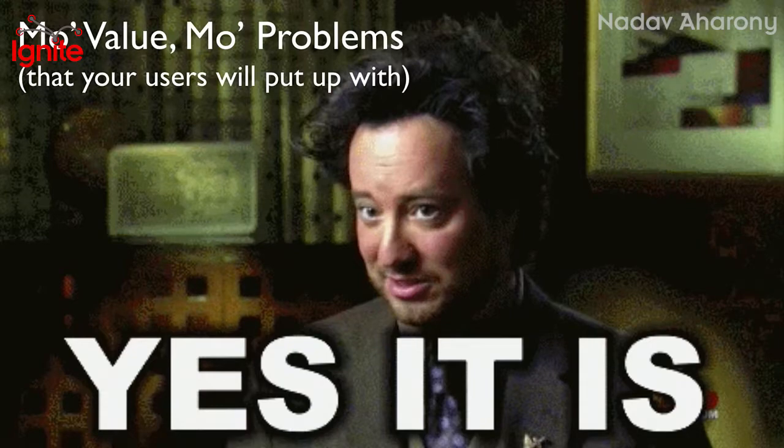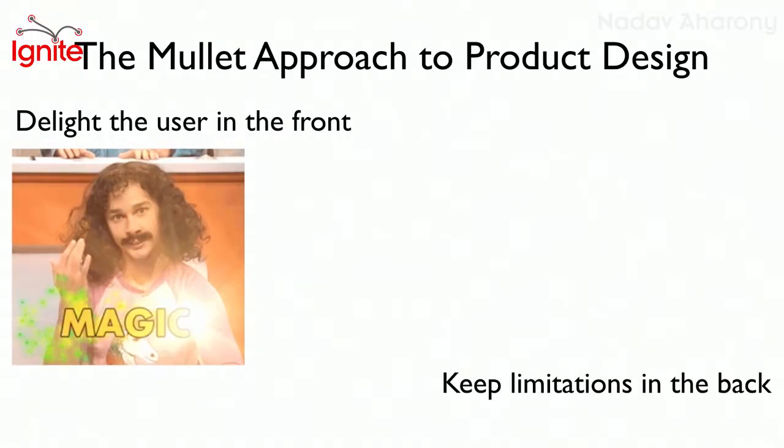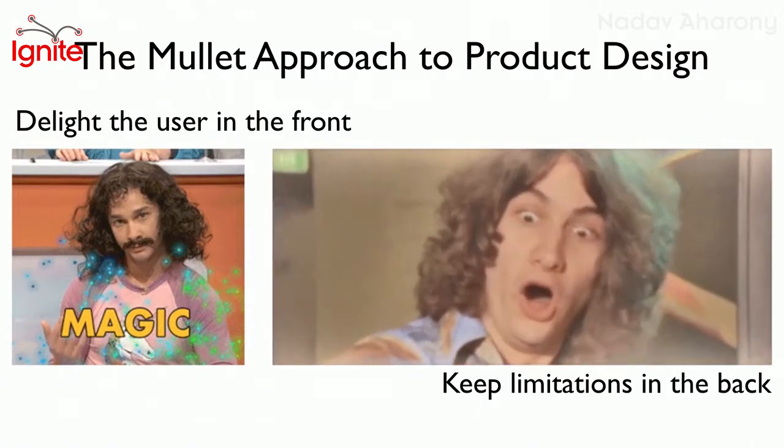For those of you who haven't been around in the 80s or certain parts of the US today, a mullet is a haircut that offers business up front and a party in the back. The mullet approach to product design offers you delighting the users up front while keeping all of your limitations in the back. We'll talk about a few examples and ways to try to approach this.